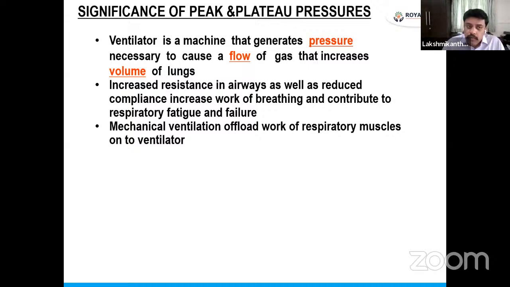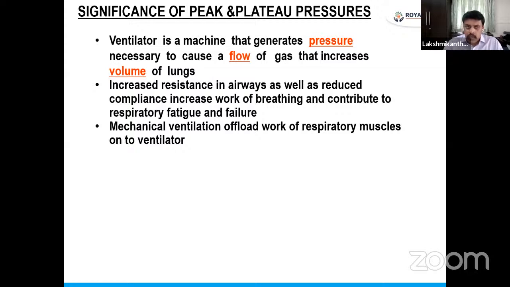For that, we need the flow of air into the alveoli. And for that flow of air to happen, we need some amount of pressure being generated. As we all know, in spontaneous ventilation, we generate that pressure as a negative pressure by the contraction of the diaphragm and the inspiratory muscles, which creates an inspiratory negative pressure in the intrathoracic cavity, thereby sucking air from the atmosphere into the lungs. Whereas in a mechanically ventilated patient, this pressure is generated by the machine, and it generates a positive pressure outside the patient, and that pushes the air into the alveoli.